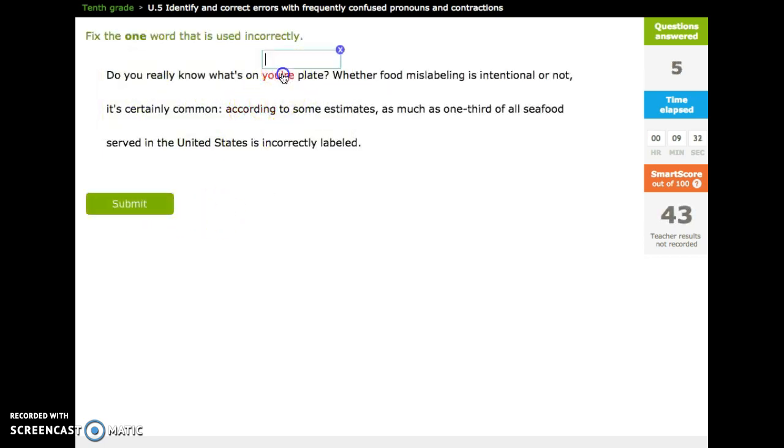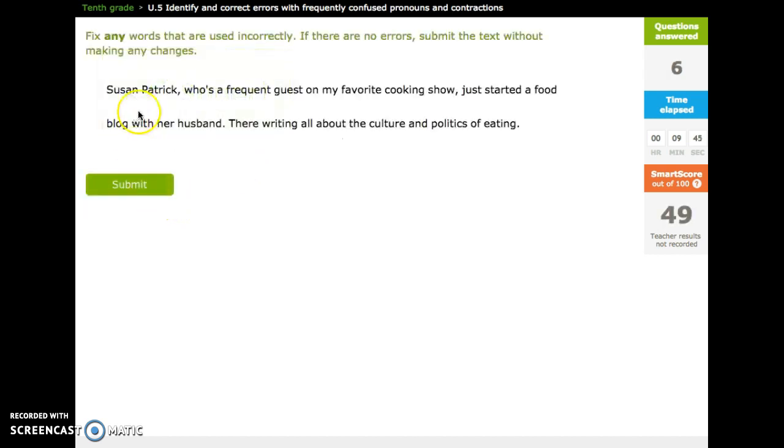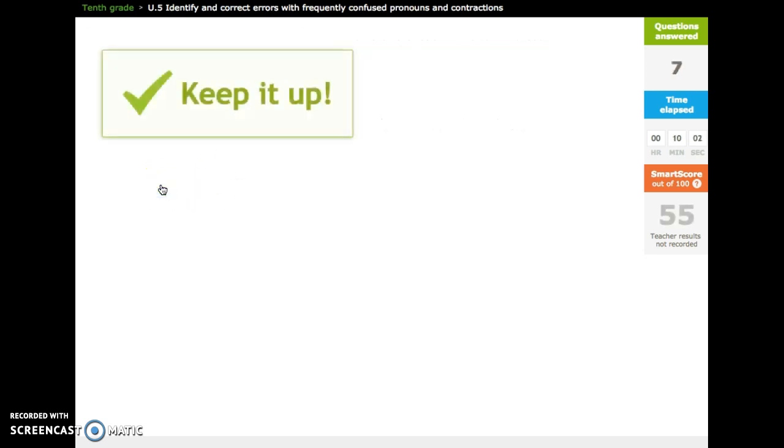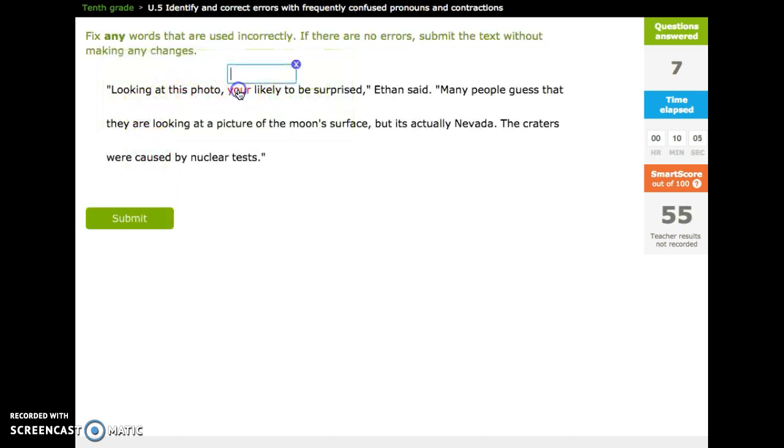Do you really know what's on your plate? Possessive. This is saying what's on your plate. It is certainly common. So we're good. Who is a frequent guest? They are writing all about. So they are. I'm going to contract that and do that. Looking at this photo, you are likely. So I would do that. Let's contract it. You're likely to be surprised. But it is actually Nevada. So it's.